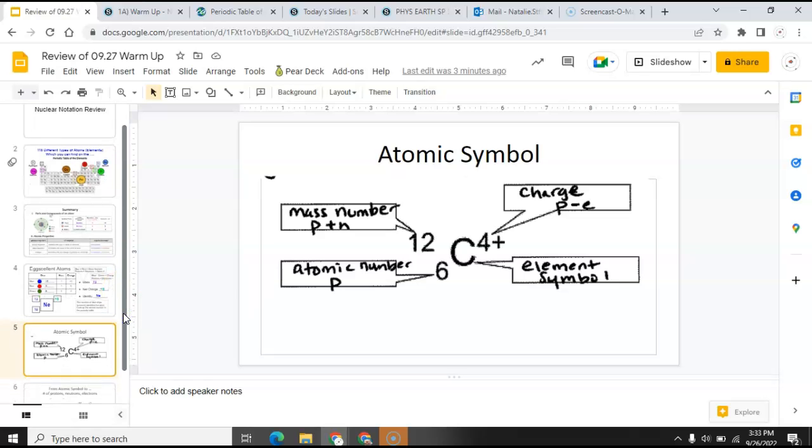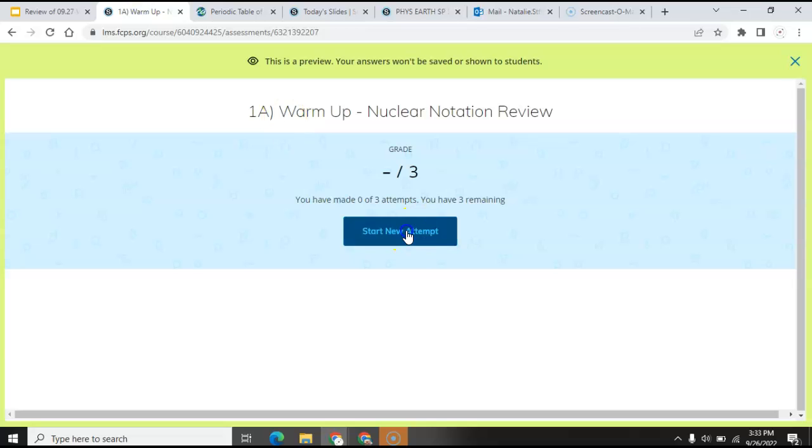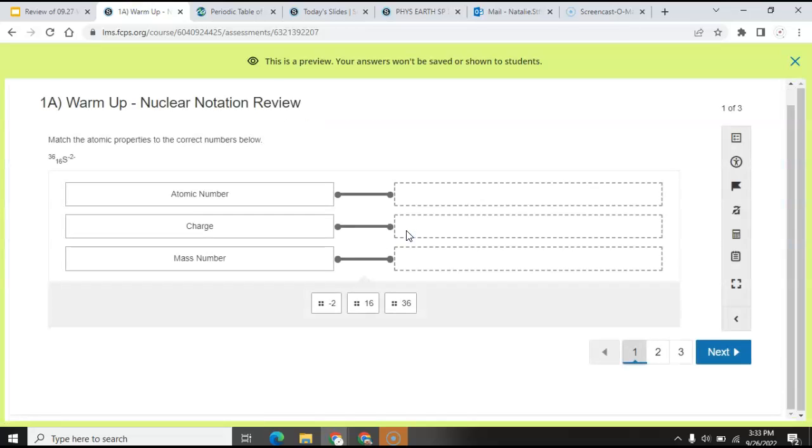So let's take a look at the warm-up questions. This first warm-up question is asking you to match the atomic properties to the correct numbers below. So we have atomic number, charge, and mass number. Let's start with the atomic number since that's first. Remember, that's the one in the lower left corner. So that would be 16.